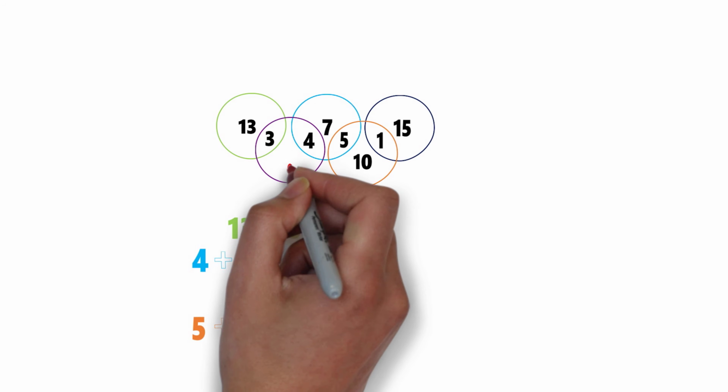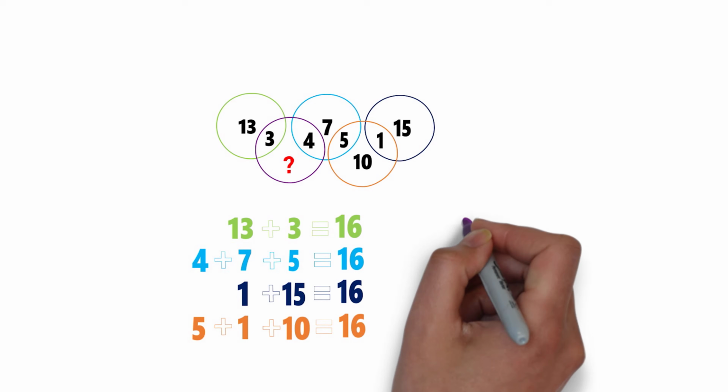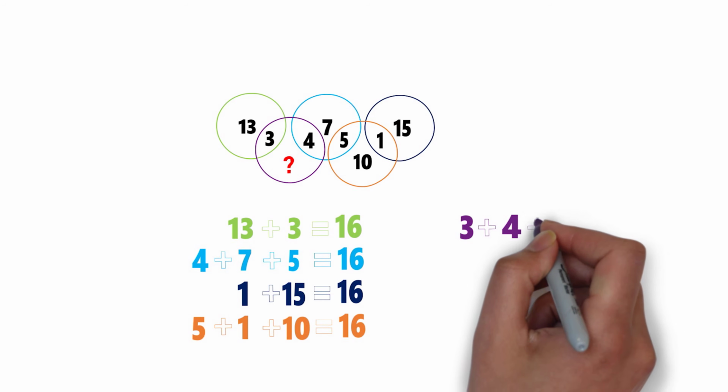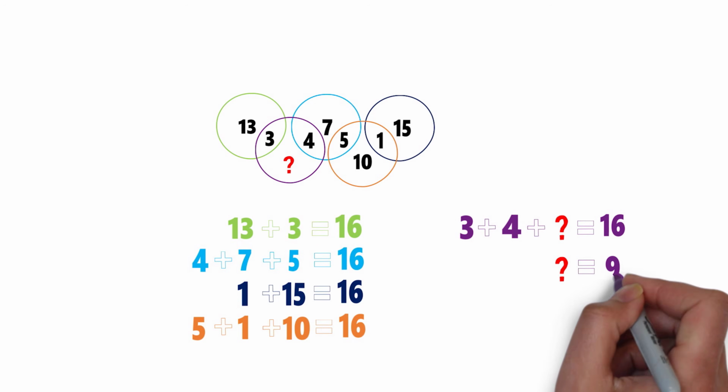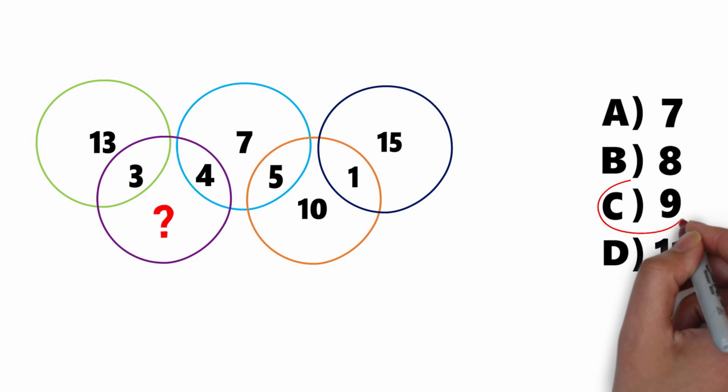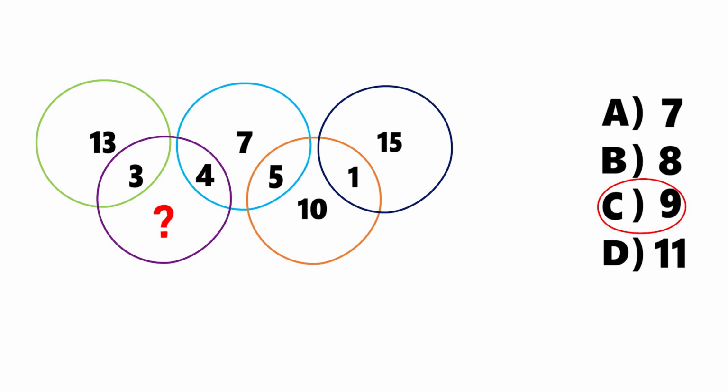So to calculate the question mark, which is the missing number, we need to add 3 plus 4 plus the question mark and make an equation to make it equal 16. After doing the calculation, you see that the question mark, the missing number, equals 9. So the correct choice here is choice C, 9. Hopefully you've nailed this question and now know how to answer similar problems on the test.